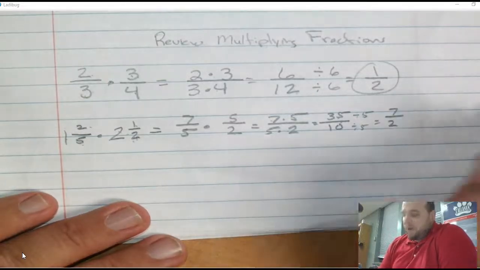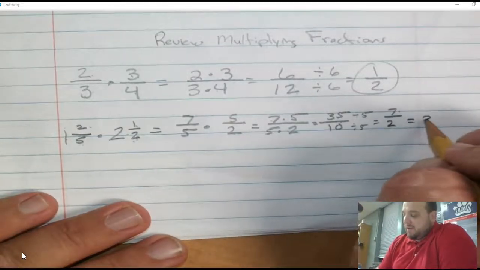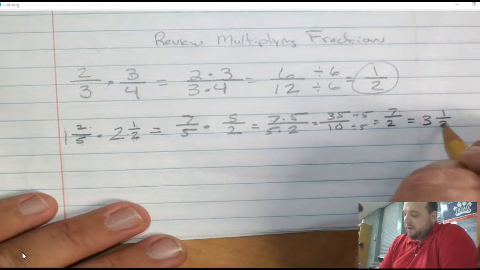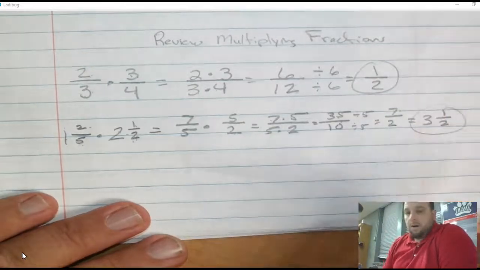7 over 2 is an improper fraction. 2 goes into 7 3 times with 1 left over. And so I got 3 and 1/2. All right. Good luck.